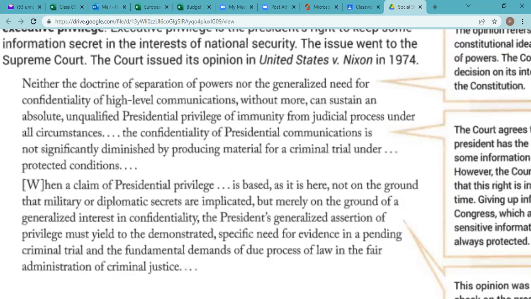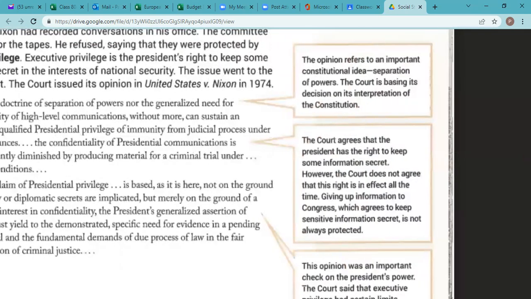The confidentiality of presidential communications is not significantly diminished by producing material for a criminal trial under protected conditions. So what does this mean? Let's look over here. Well, to begin with, the first top box, the opinion refers to an important constitutional idea, which is the separation of powers. So the court is basing its decision on the interpretation of the Constitution.